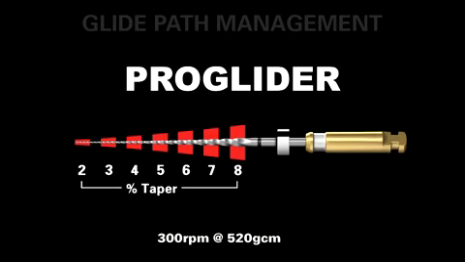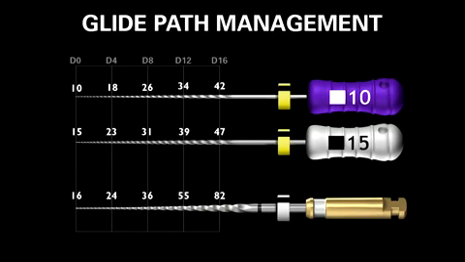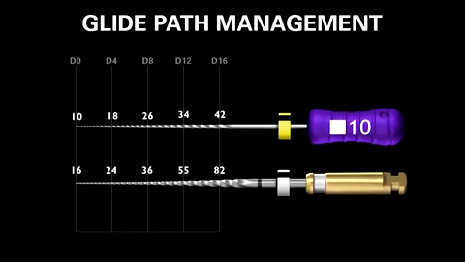Well, now that we know a little bit about the file, back to our 10 and our 15 file, you can begin to see the cross-sectional geometries of these various instruments every 4 millimeters up the active portion. It's kind of fun to compare the ProGlider with the white 15 hand file. Notice that the ProGlider is virtually the same in the front end, but notice how different the cross-sectional geometries get as we move to D8, D12, and D16. What I'm saying is one ProGlider can make a significantly bigger pathway than a single 15 file. So the new proposal from Cliff Ruddle and what I'm teaching is glide path management just got a lot better because we can use the 10 file to catheterize and secure the canal, then we can expand that glide path with one single ProGlider file.